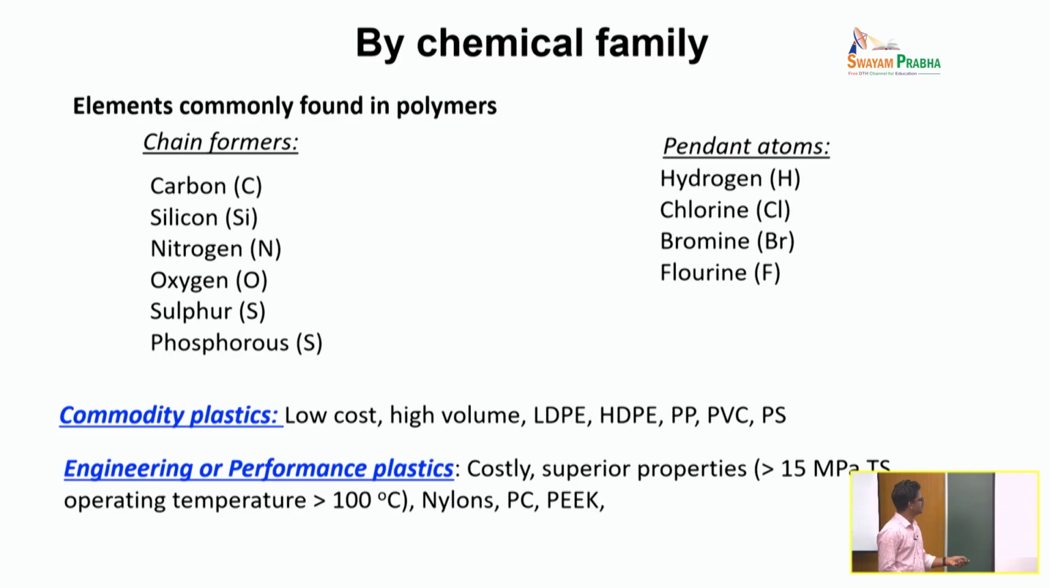Commodity plastic basically means simple uses, like small packaging and small strength applications, whereas engineering plastics and performance plastics have to work under high strength conditions and high operating temperatures. So this is another way of classifying them, based on cost and use.